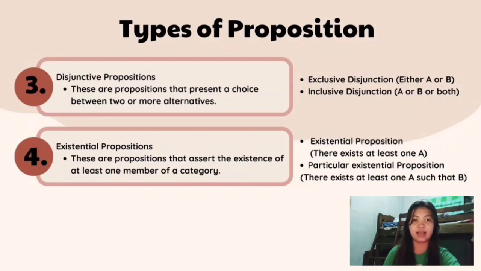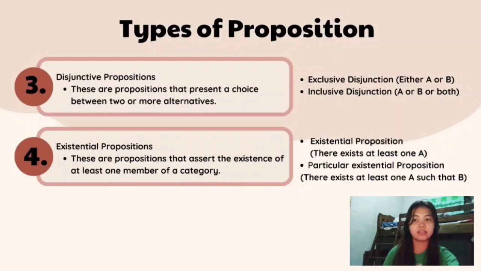the existential proposition, the last proposition, asserts the existence of at least one member of a category. It also has two types. The first one is existential proposition. There exists at least one A is an existential proposition that asserts that at least one member of category A exists. For example, there exists at least one prime number greater than 2.